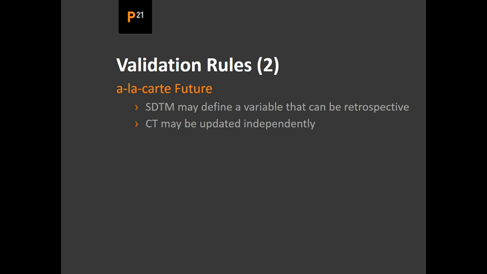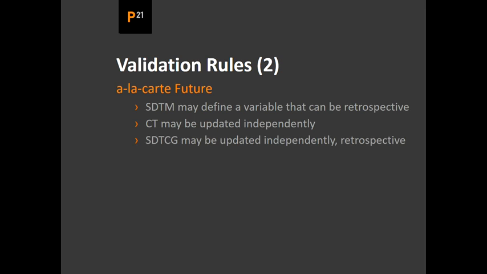CT may be updated independently, and right now you're requested that you don't extend control terminology, rather that you request CDISC, CDISC working with NCI, update the control terminology, and then you use that at that point in time. Well, that, of course, isn't always the most efficient way. You may need to extend it now, but by the time you're ready to validate, that terminology that you asked for may have been accepted and may already be in there. So that what you originally did by extending control terminology is no longer an extension.